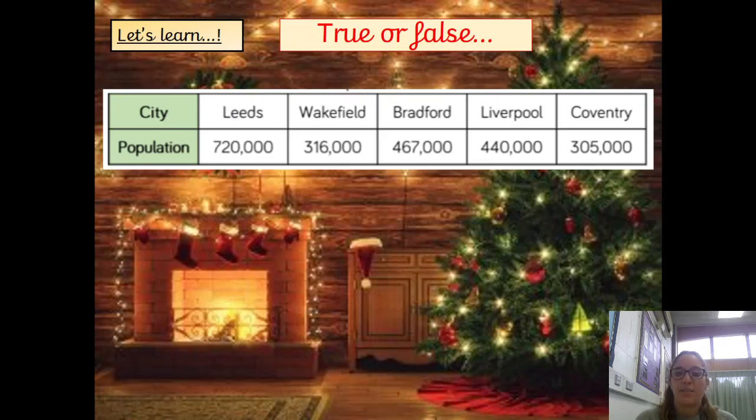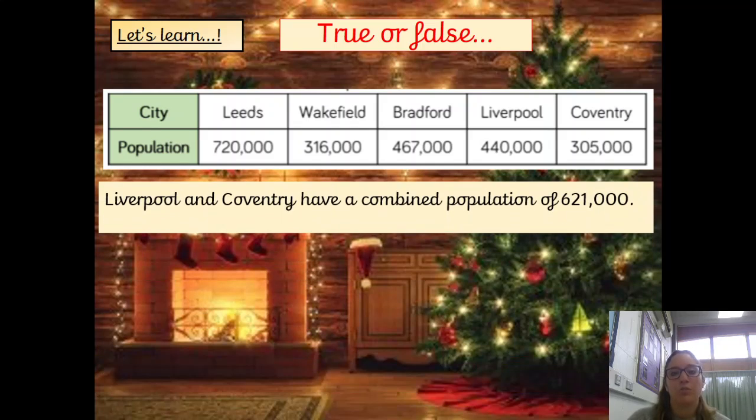Okay. Let's have a look here then. So true or false? We have got some cities which are labelled with city, and we have got the population of the cities. So we've got Leeds, Wakefield, Bradford, Liverpool and Coventry. True or false? Liverpool and Coventry have a combined population of 621,000. Is that true or false? What are you going to need to do to find the combined population?